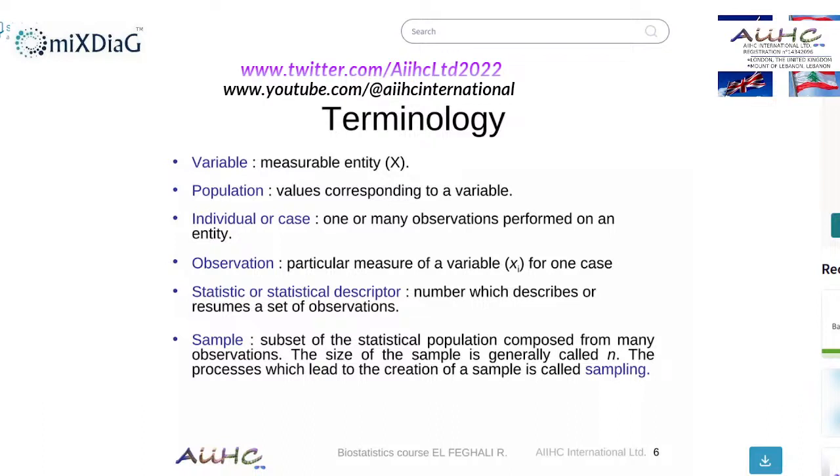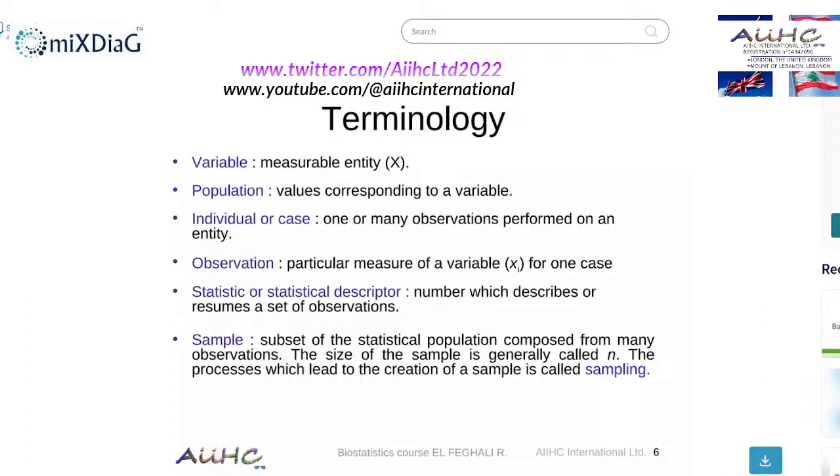One or many observations performed on an entity. So, like we've explained before, it's every single person. And here the difference is the entity. So the individual depends on the entity. For example, a controlled, blacklisted terrorist in France can be an entity. So the individuals or cases are every single person from this group, and not really all the observations of the population.